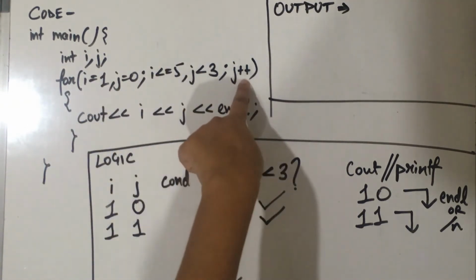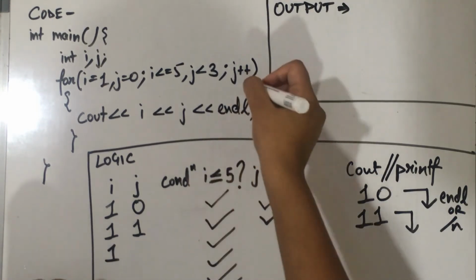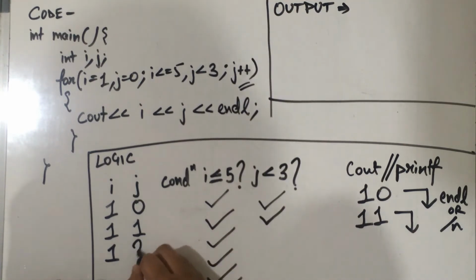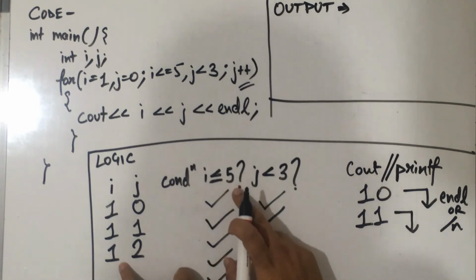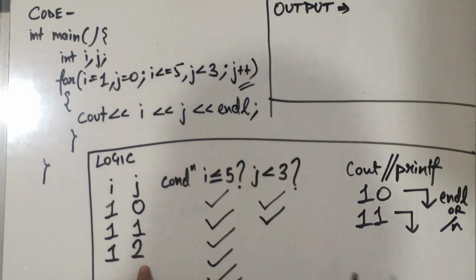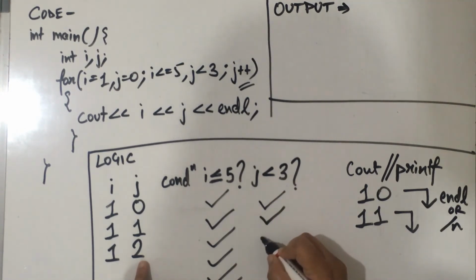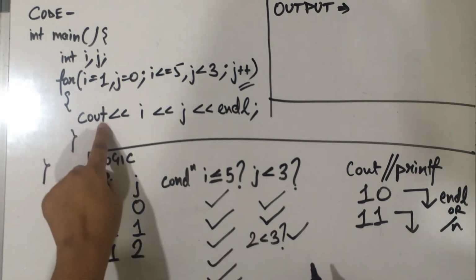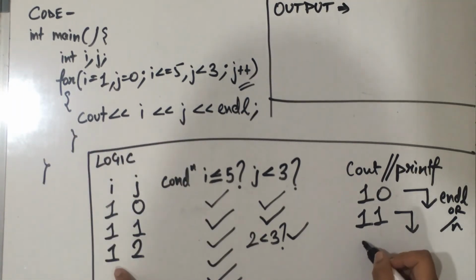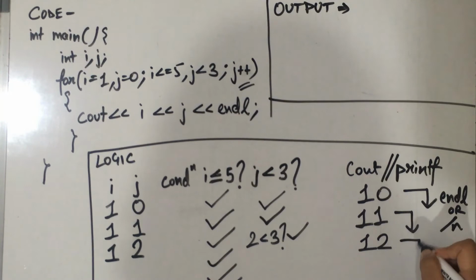Now let's increment first. I is not getting incremented, so i will stay 1, but j is getting incremented, so j becomes 2. The condition for i is true because 1 is less than or equal to 5 and it's not changing. For j, is 2 less than 3? Yes, it is. So I'll go inside the loop. Again, we're printing i and j. So i is 1, j is 2, and then we have endl or next line.